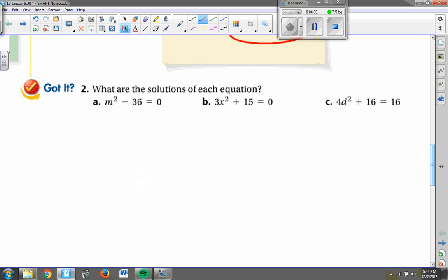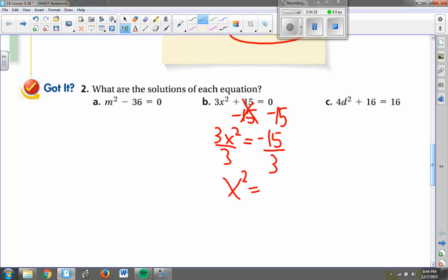Okay? Now, your job is to try these 3 questions. But I will help you with this middle one, letter B. My first step in solving letter B would be to subtract 15 from both sides. Subtract 15 from there, subtract 15 from there, and those are gone. I have now 3x squared is equal to negative 15. Divide by 3 to get the x squared all by itself, and I get that x squared is equal to negative 5.